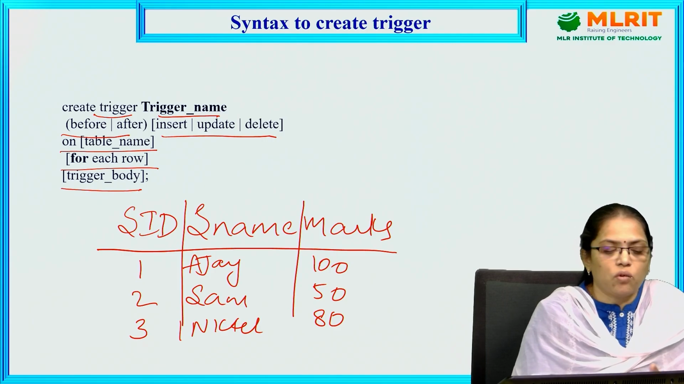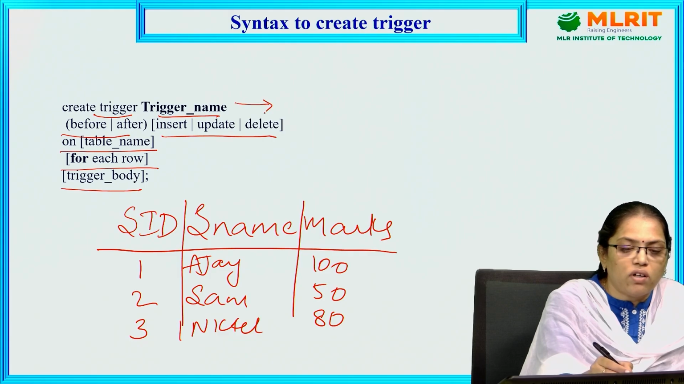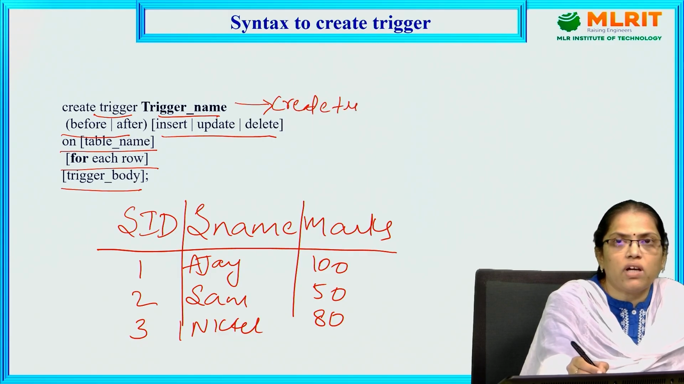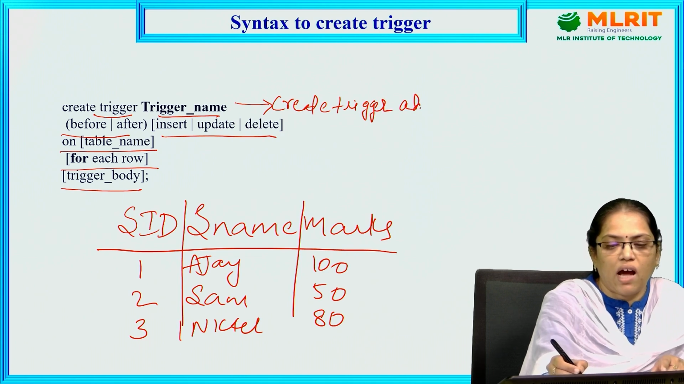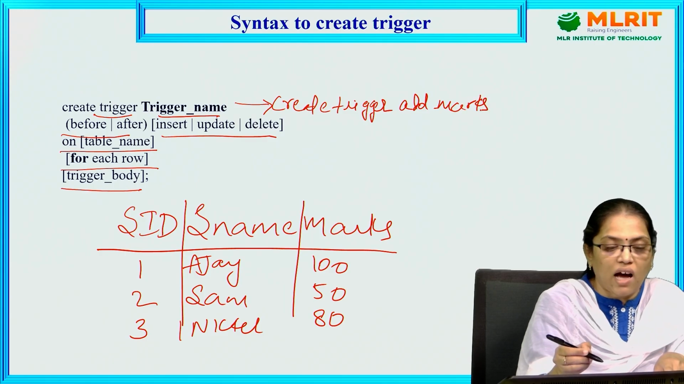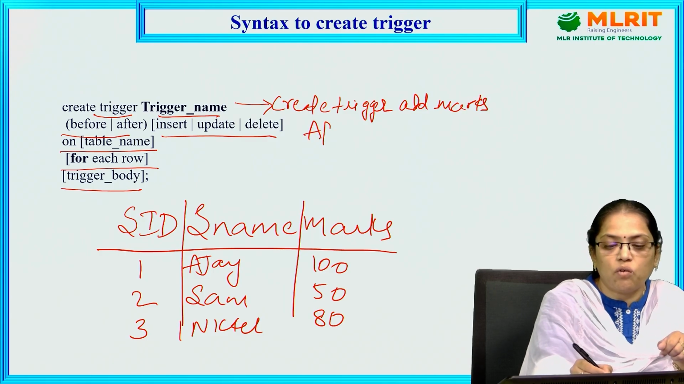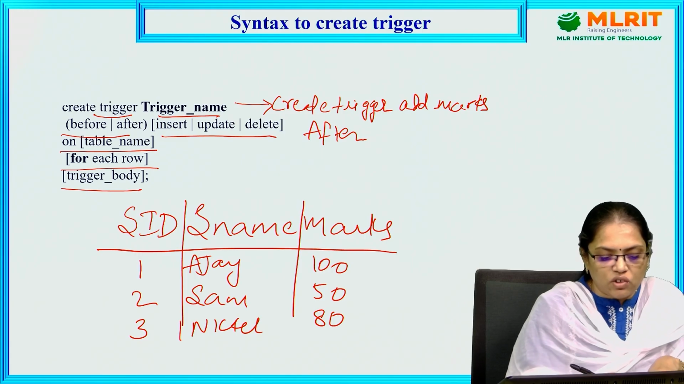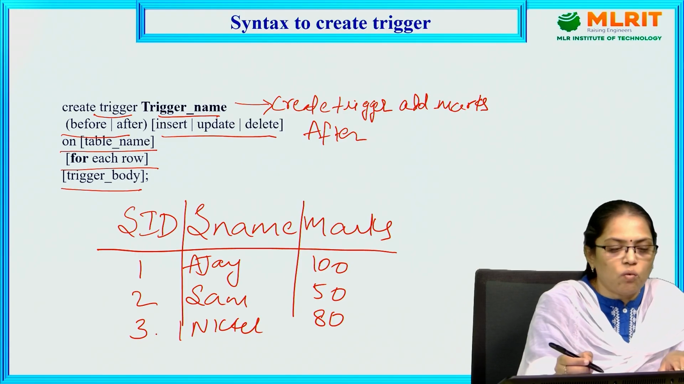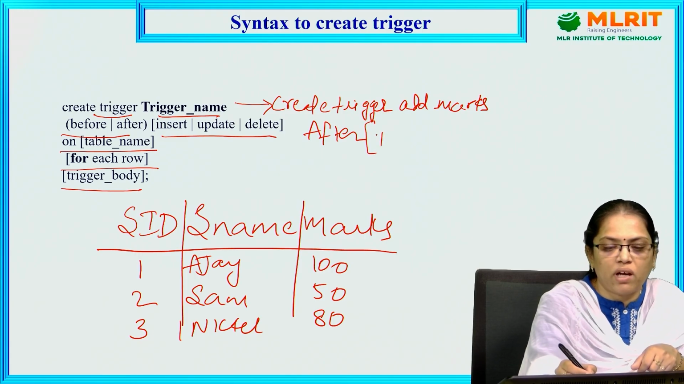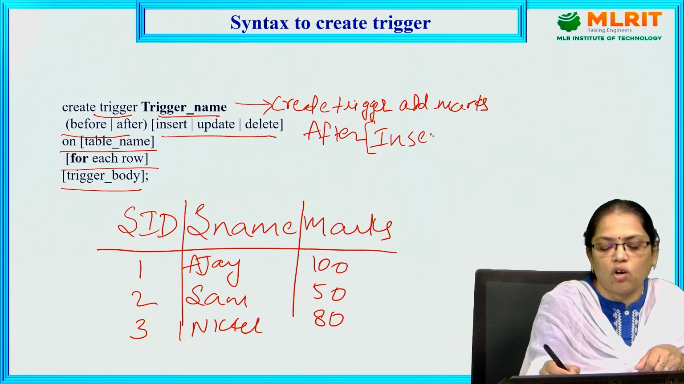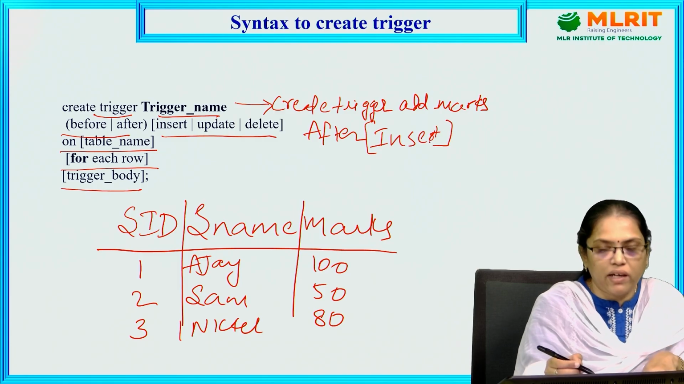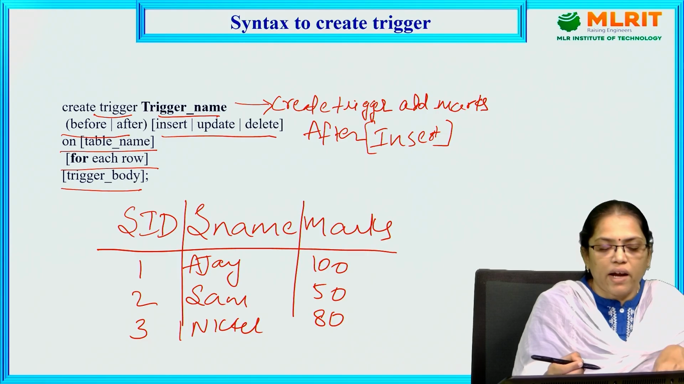Now I want to create a trigger. I want to add the marks, right? So the trigger name will be adding marks. When I want to add the marks, after what I want to add? After the student SID 4. So what is the operation I am performing? I am performing insert operation. Why? Because I am adding a new student ID with the marks.